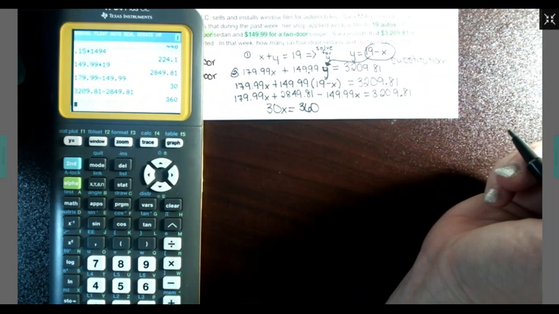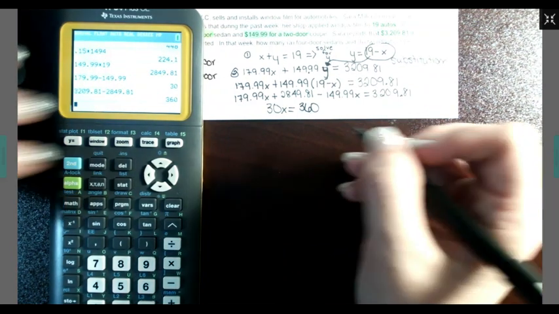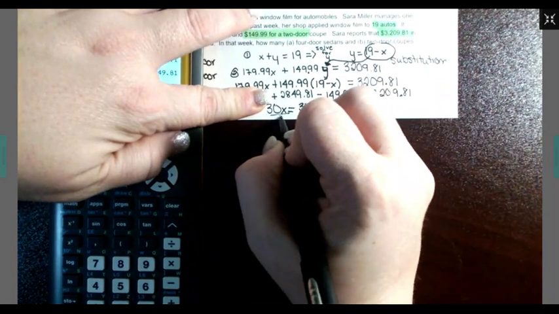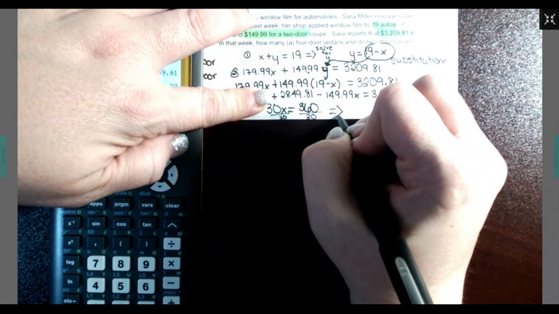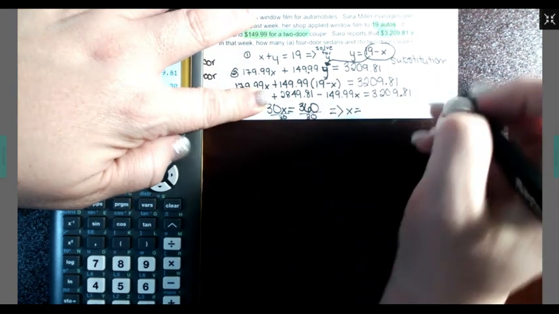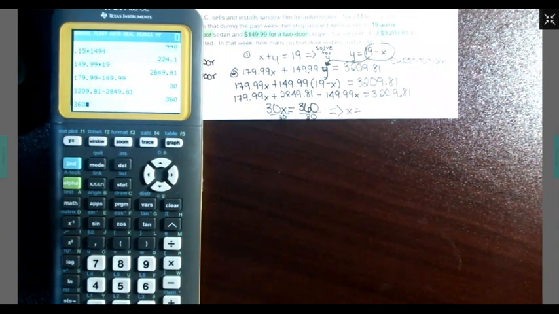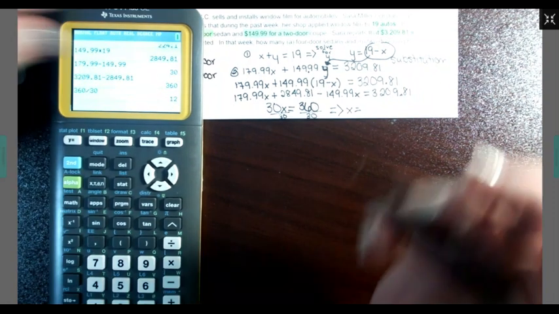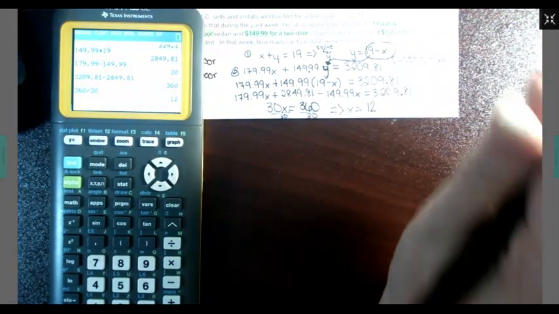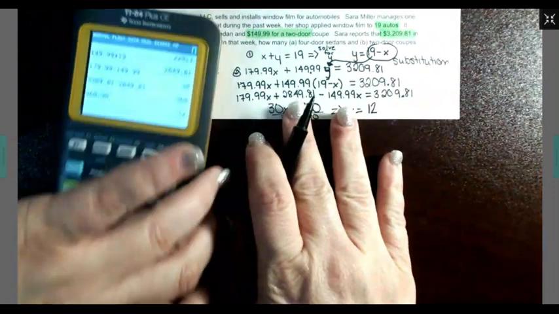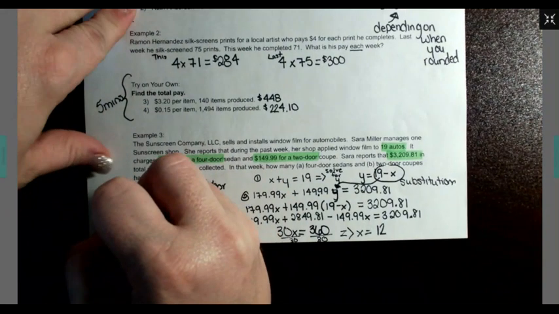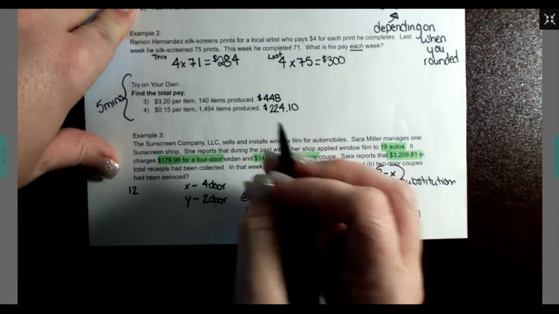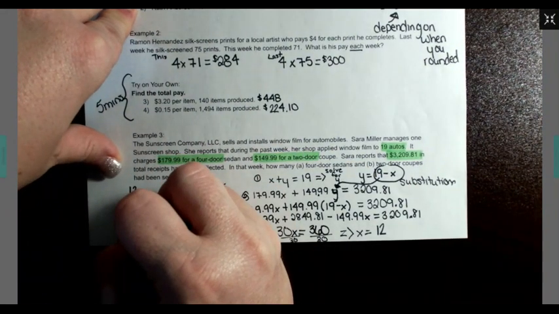How do I solve for x? Divide by 30. So x equals, well, 360 divided by 30 is 12. Now remember, x represented my four-door cars. So that means that we have 12 sedans.